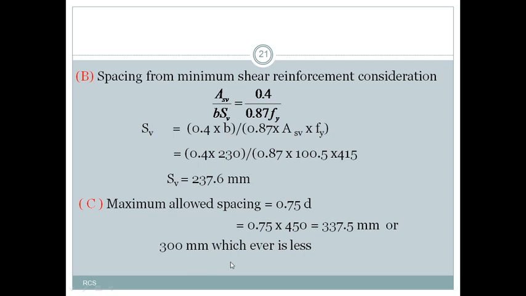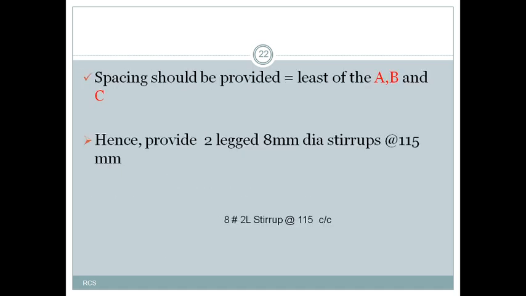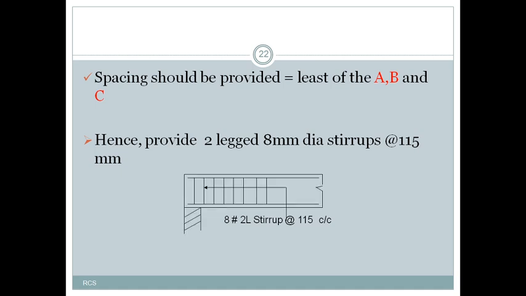Right. If you compare the conditions A, B, C, the value that will be least is 115 mm. So we have to provide the minimum spacing of stirrups among criteria A, B and C. According to the comparison, we get the minimum value of spacing of stirrup as 115. Hence, provide two-legged 8 mm dia stirrups at a spacing of 115 center to center.